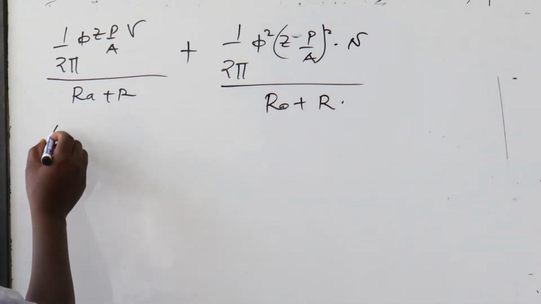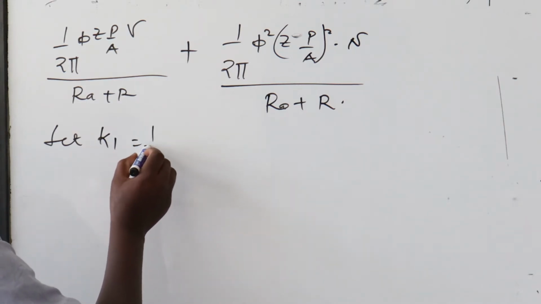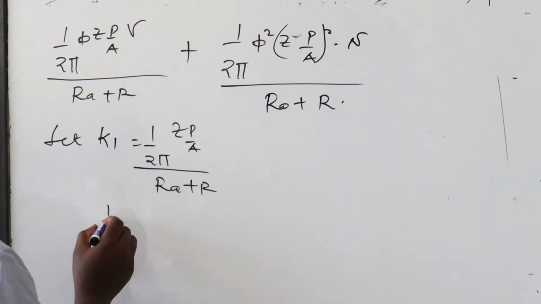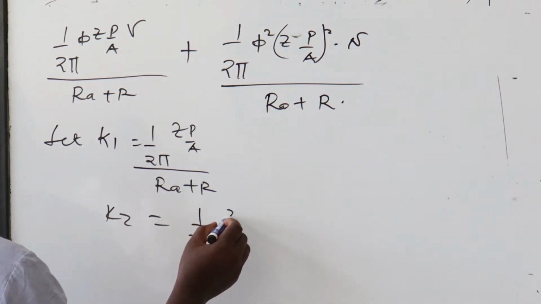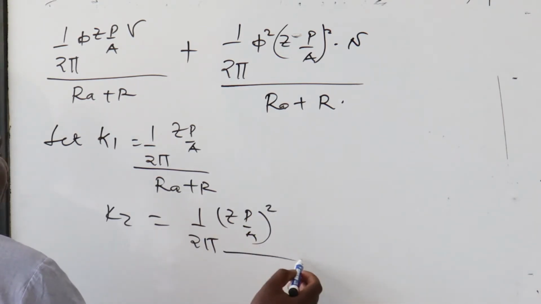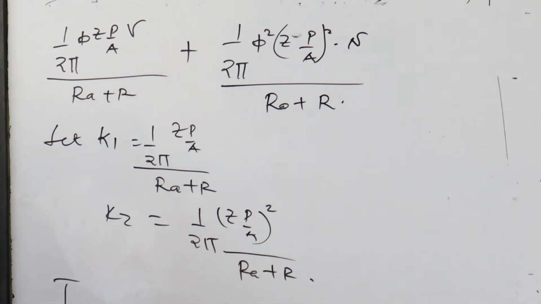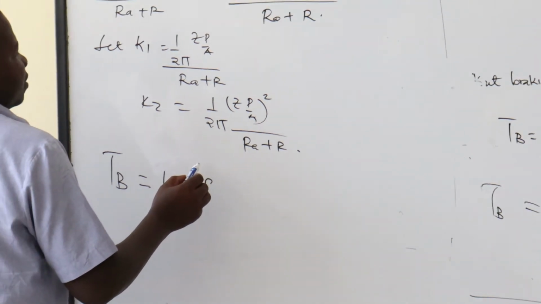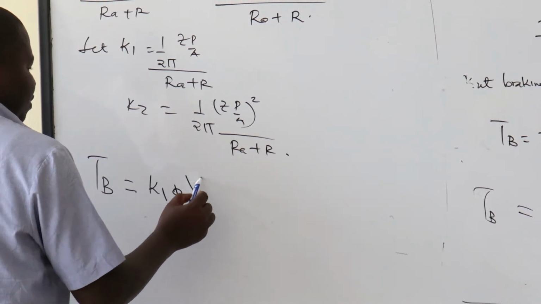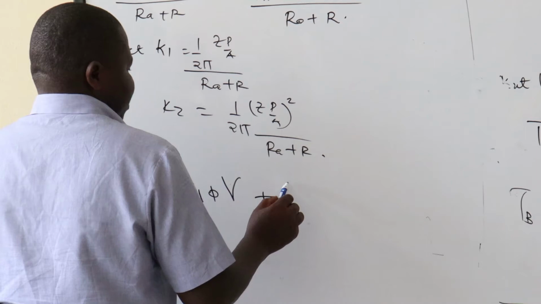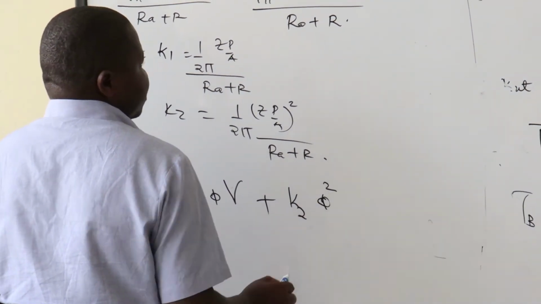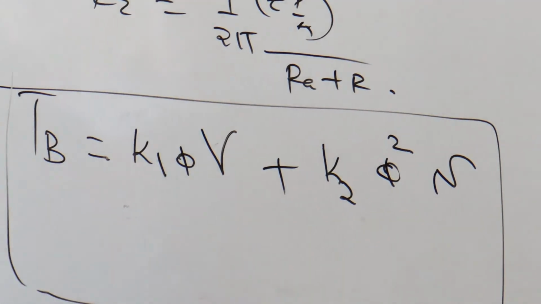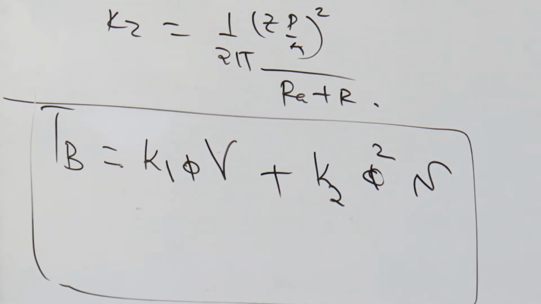Right? So let K1 represent 1 over 2 pi Z P over A over RA plus R, and K2 1 over 2 pi Z P over A squared over RA plus R. So what will we have? TB is equal to K1 flux V plus K2 flux squared N. Right? So this is the equation. That's the equation.